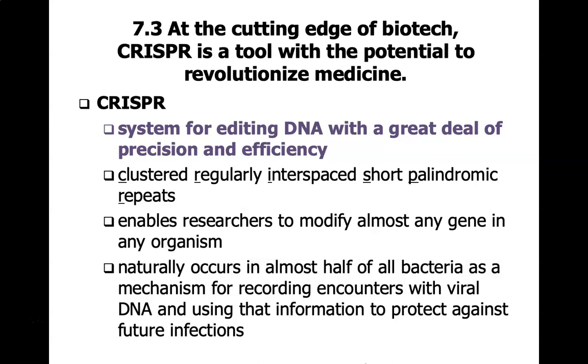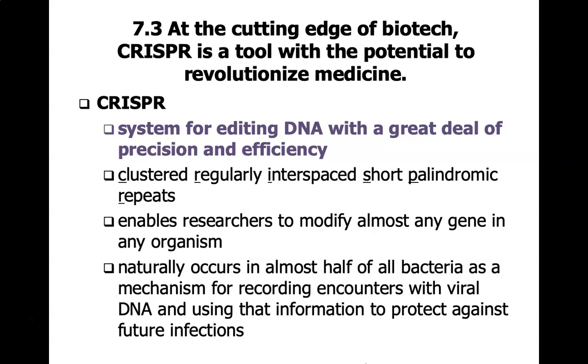Basically, CRISPR was found from a region that contains short palindromes, meaning forward and backwards are the same. Short palindromic repeats is just a region in bacterial DNA. You don't have to worry about that too much. It's important, though, because it enables researchers to modify any gene. Now, this was discovered in bacteria, just like restriction enzymes, and has a similar purpose to restriction enzymes.